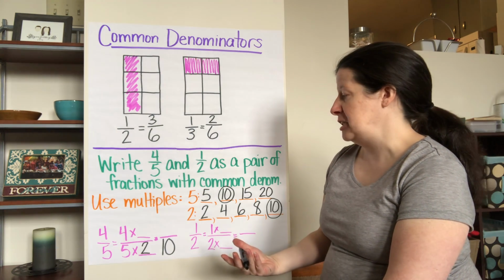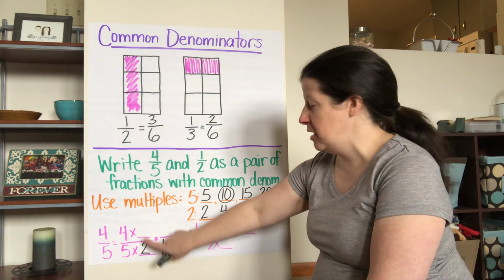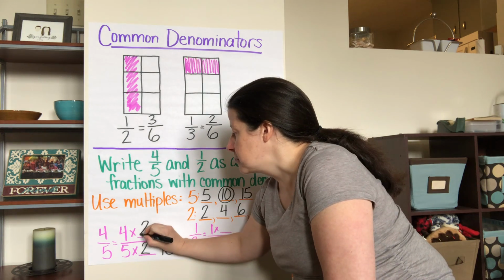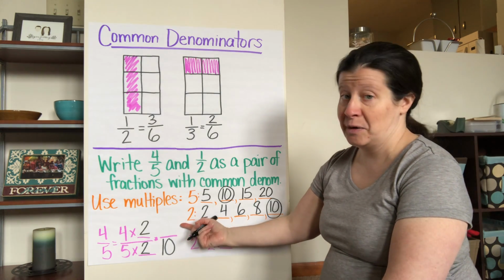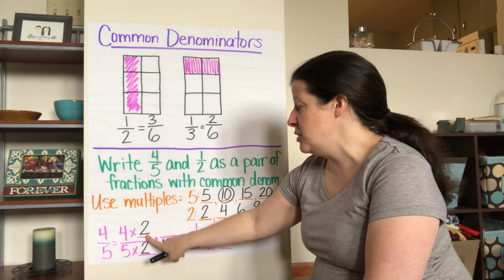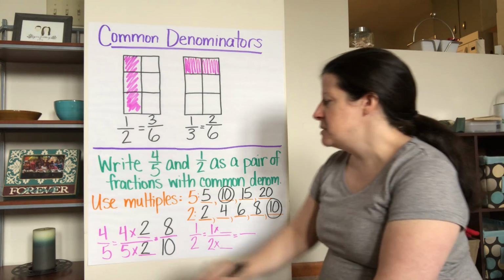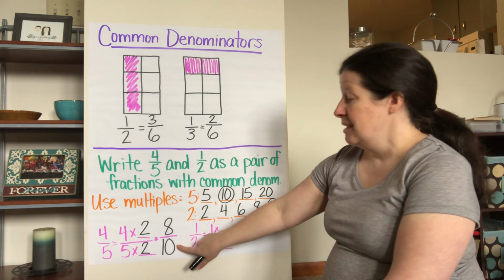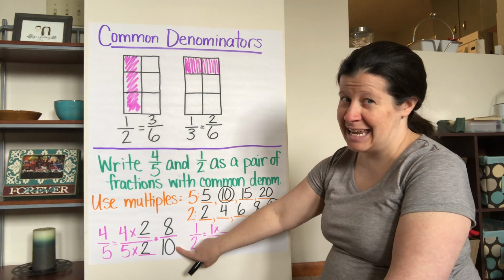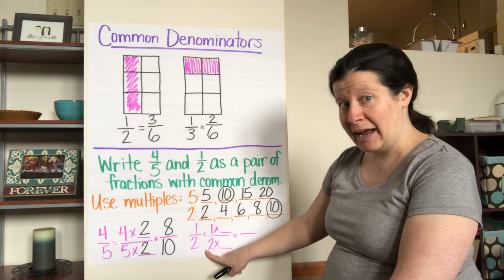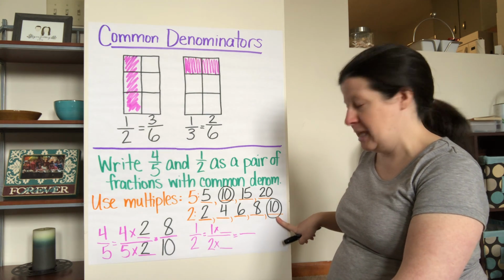Same rule as equivalent fractions. Whatever you multiply the denominator by, you also have to multiply the numerator by it. So I'm going to take that 2 and write it up here to multiply my numerator. Now I can figure out what my numerator would need to be. 4 times 2 equals 8. Okay, so what this tells us is that 4/5 is equivalent to 8/10. We've just changed it so that its denominator is 10, because now we're going to change 1/2 so that it has a denominator of 10. We want their denominators to be the same.